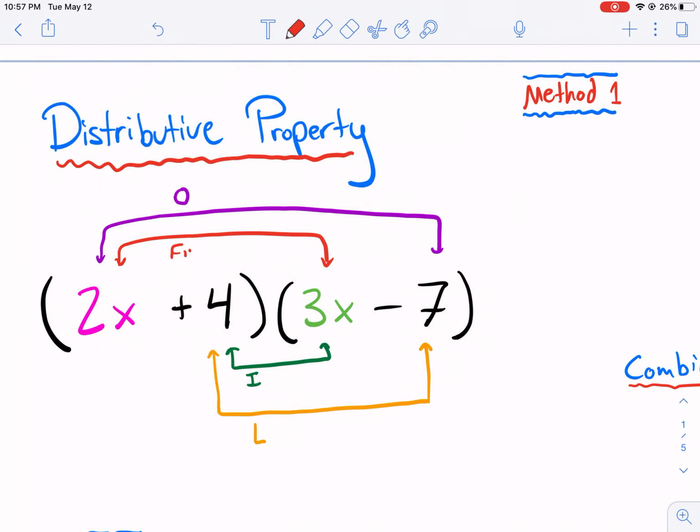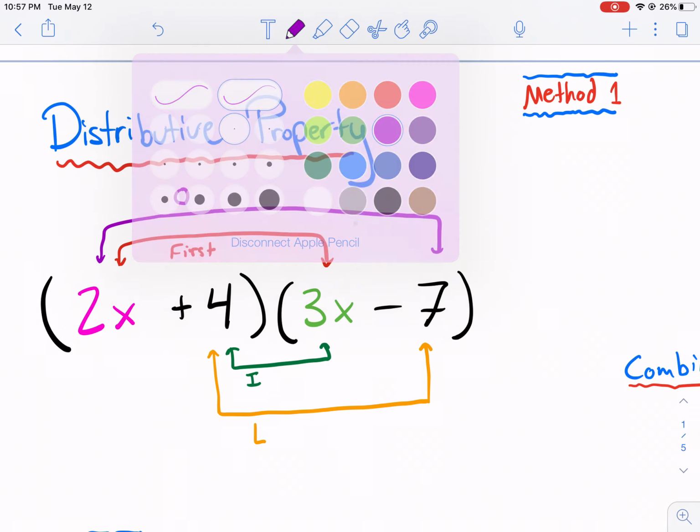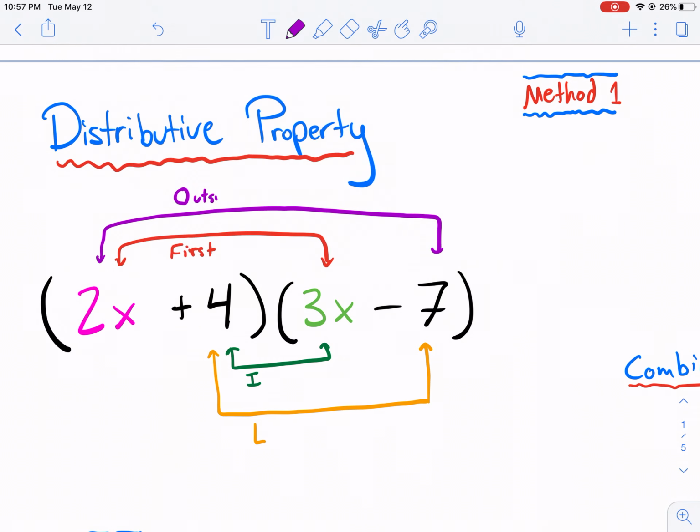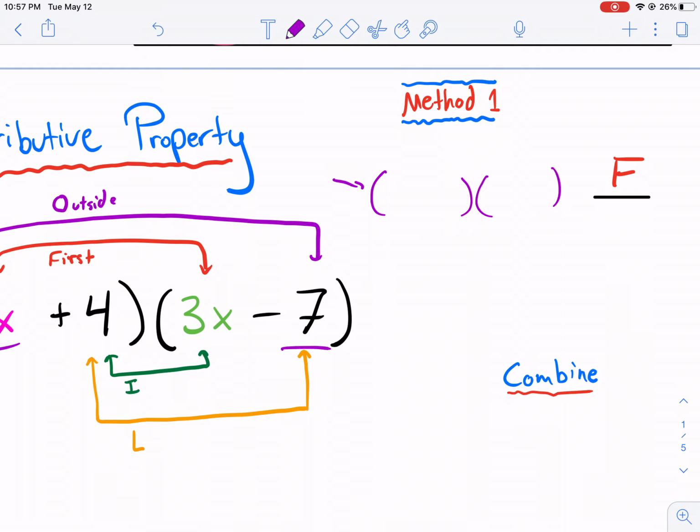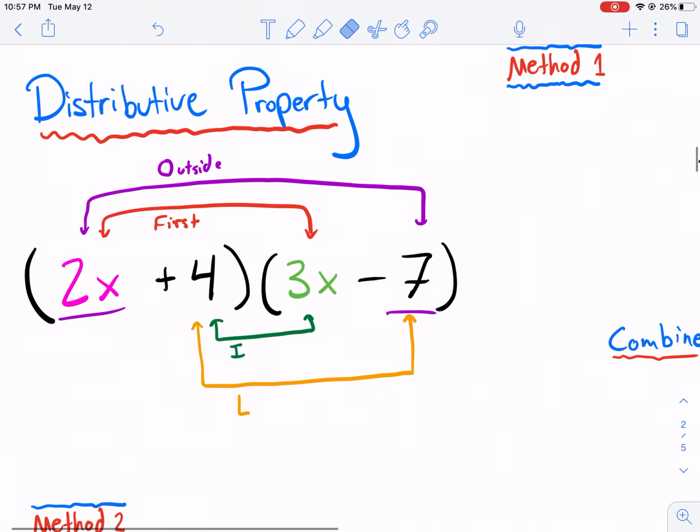We call this the first term because these are the first terms in both parentheses, and that's why it's called the first term. The next one we have, the next line, these are called the outside terms. The reason why they're outside is because if we're looking at this in terms of a bracket paired up, these would be on the outside, the furthest on the outside. So that's why those are called the outside.